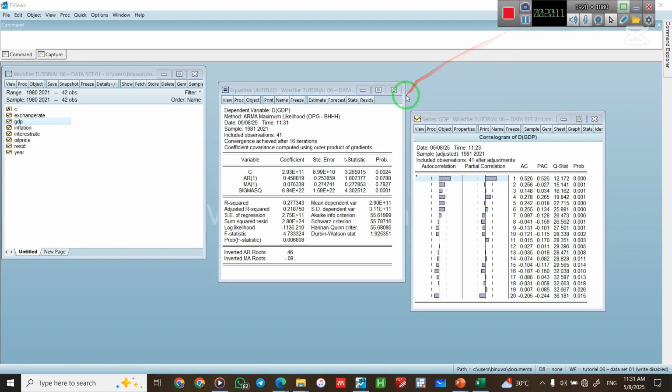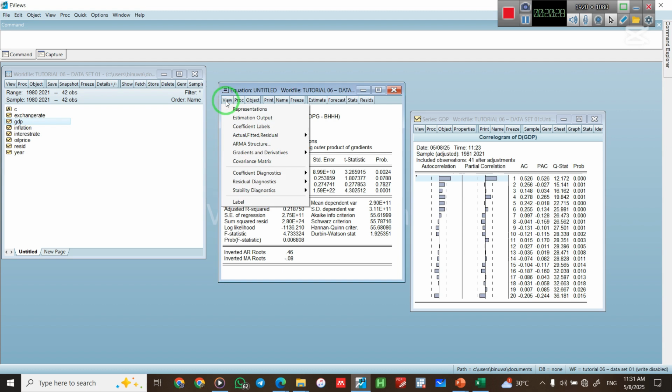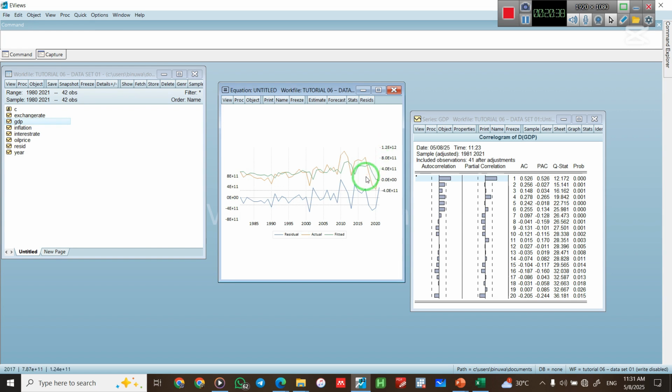So to identify whether this model is suitable for forecasting, you have to use the graphical method. Go to View in your output window, then click Actual, Fitted, Residuals, and here you have to select the graph, not the table. So you will come up with a graph like this.